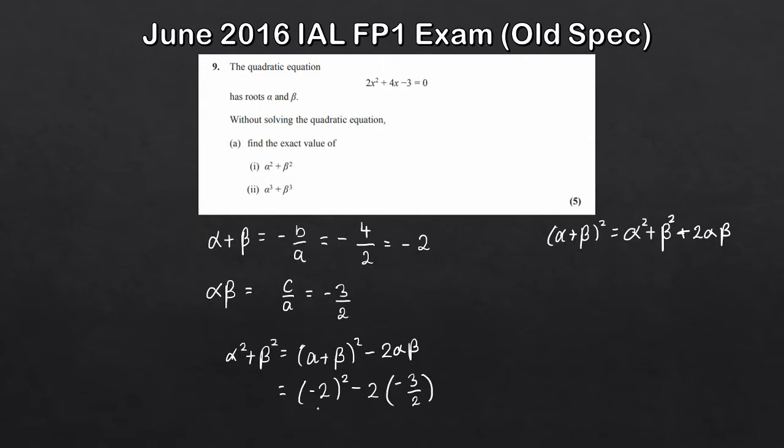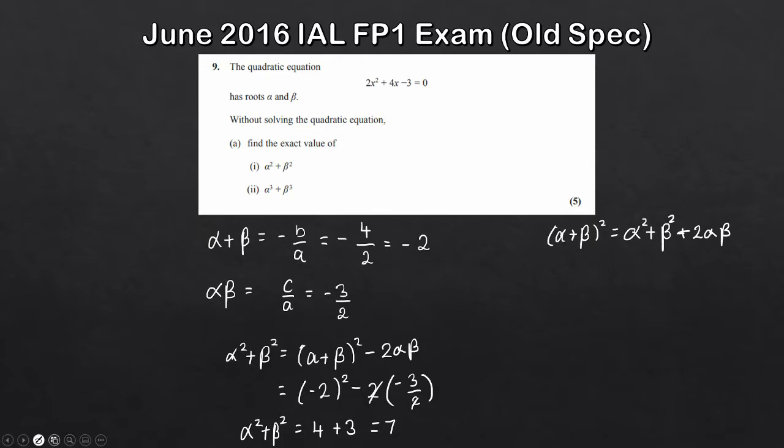So what's that going to give us? Minus 2 squared, that's 4. Minus 2 lots of minus 3 over 2, that's just going to simplify there. The 2s will cancel. So it's just minus 3, in other words, plus 3. And then 4 plus 3 gives us 7. Okay, so alpha squared plus beta squared is just 7. And now let's have a go at working out alpha cubed plus beta cubed.